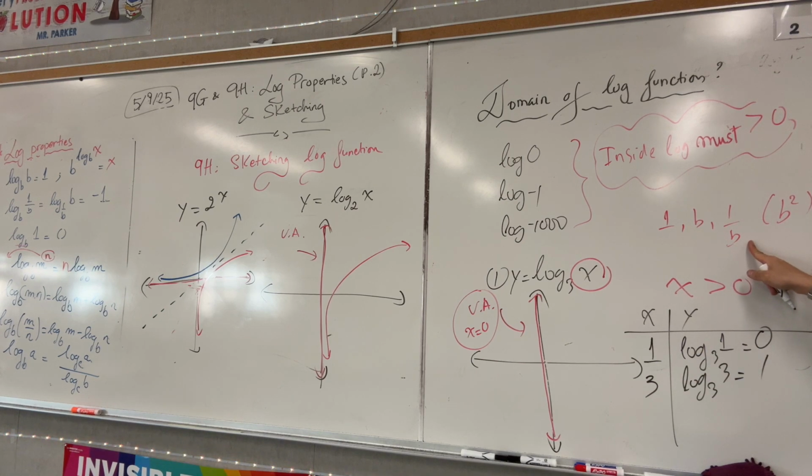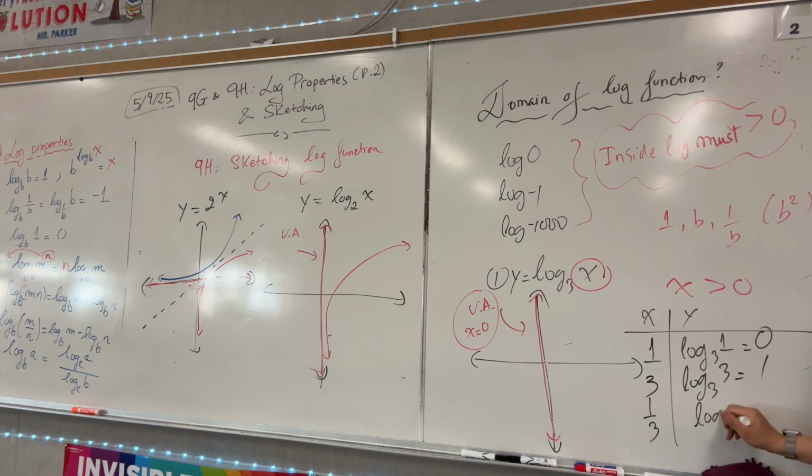Now, 1 over B. What is 1 over B? You have two choices. You can do 1 over B or you can do 9. B squared is 9, right? Well, if you don't want to deal with the big number, you can do 1 over B. That means 1 over 3. What is the log base 3 of 1 over 3? Negative 1. See that? Handsome number. Yeah?